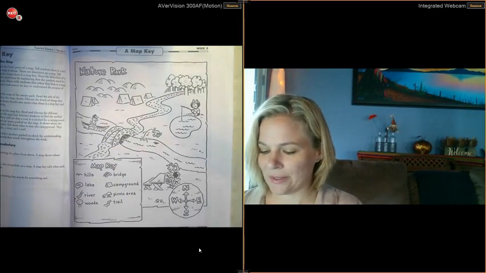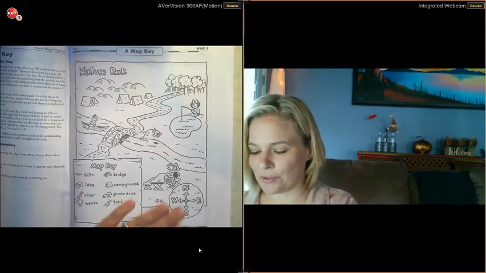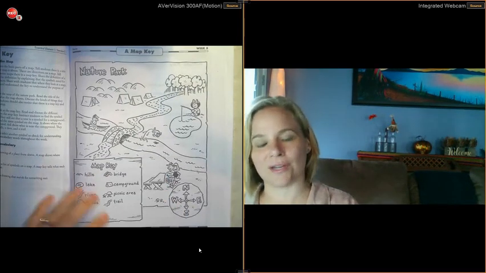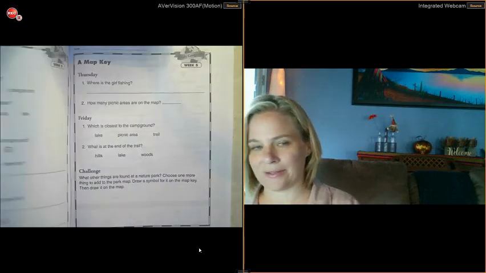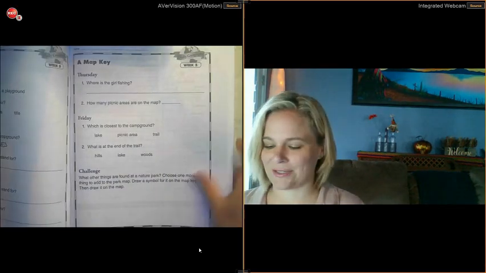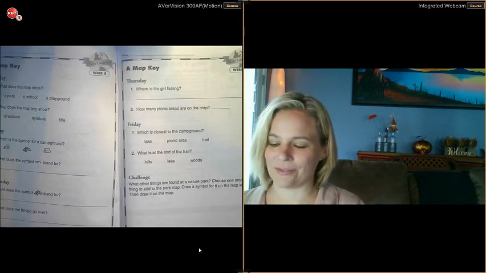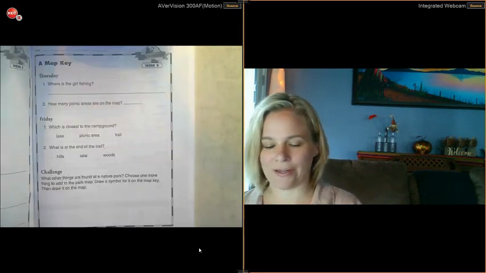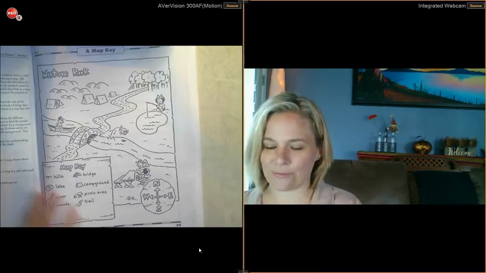When you're all done, I want to see a picture of your map key and your symbol, what you've added to the map, and I want to see the pages completed from here. Load that into Seesaw by Friday at noon, and I look forward to seeing it.